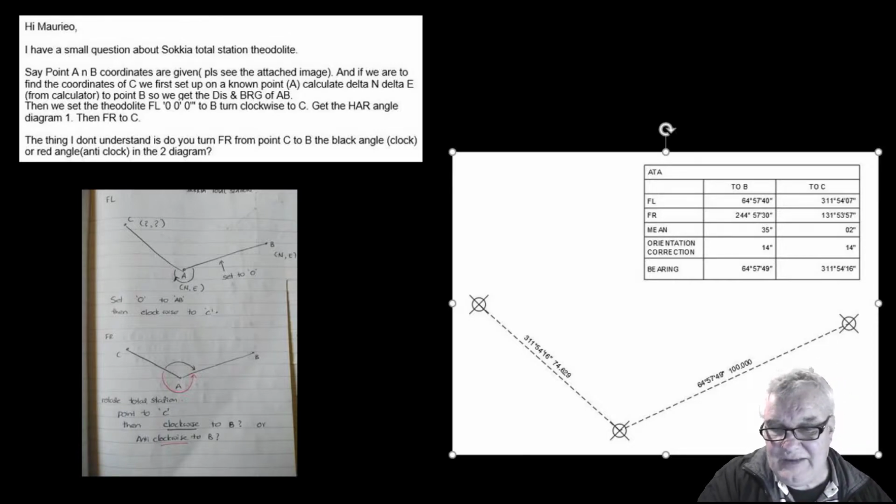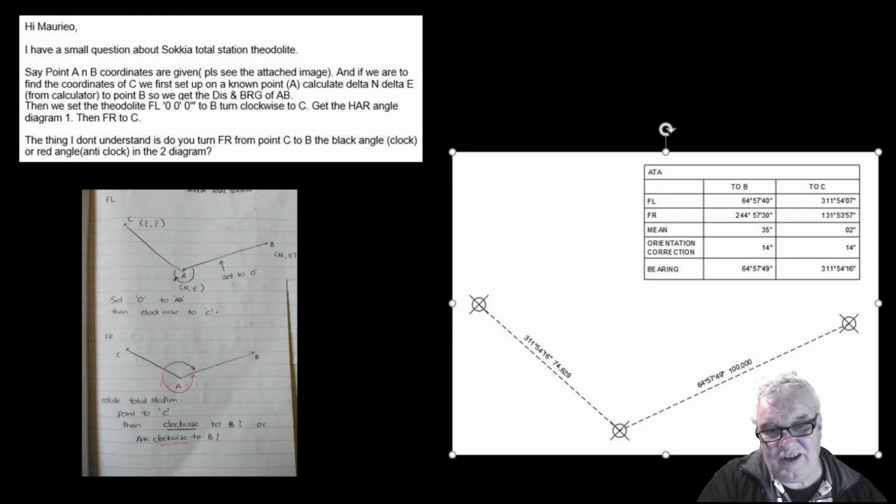So on face left I would try to set 64 57 49, and then I would take the actual reading. So I'd try to set it, then turn the instrument around through 360 and take a reading to B. What I've done here is say the reading I got to B was 64 57 40. Now that's on face left.